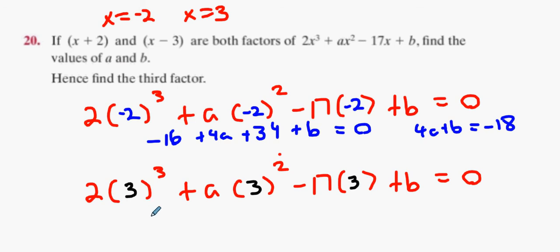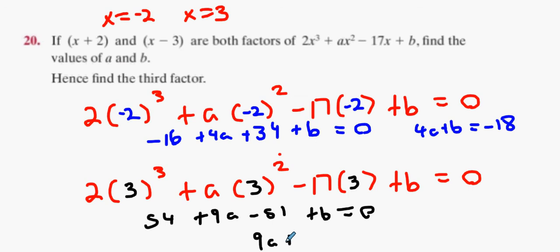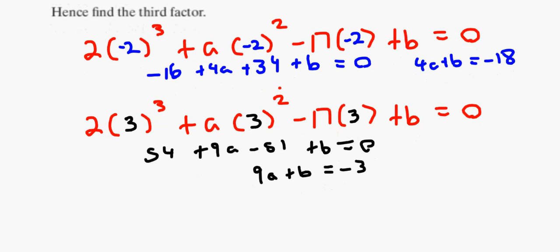You should get 54 plus 9a, 51 plus b equals 0. 9a plus b equals minus 3. Anybody get 9a plus b equals minus 3? Good. All right. So you got the blue equation, the black equation. So do the black equation take away the blue equation?